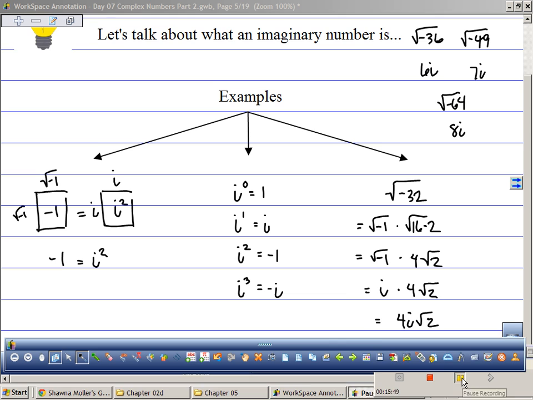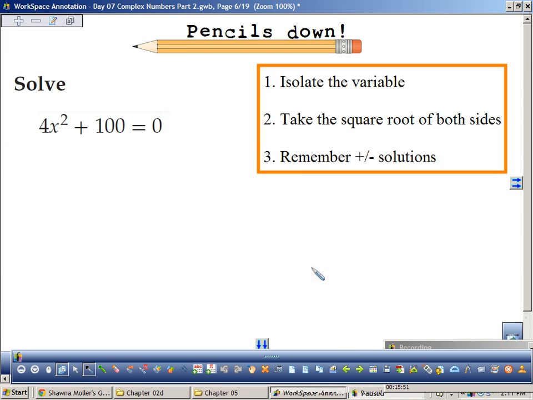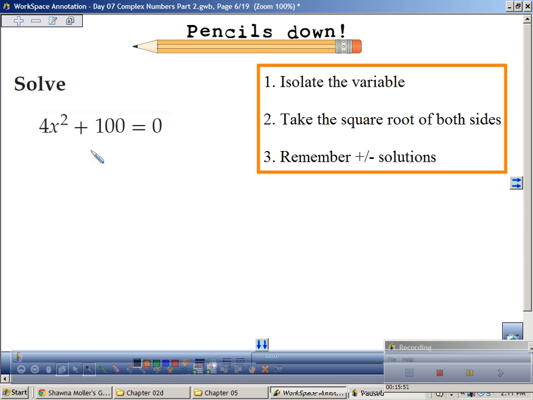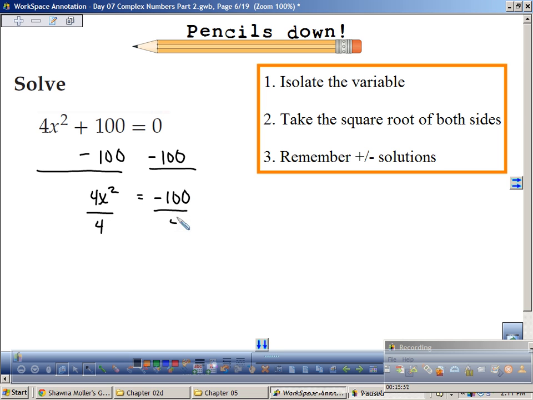All right, go ahead and write this down. Okay, so let's look at this first one. Pencils down. I'll let you write in a second. So what would be my first step in solving this? Well, I would subtract 100 from both sides first. You could do that too. Then I have 4x squared equals negative 100. Now I can divide both sides by 4. x squared equals negative 25.